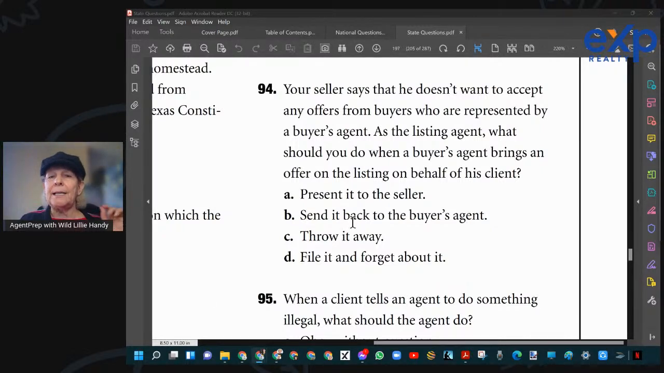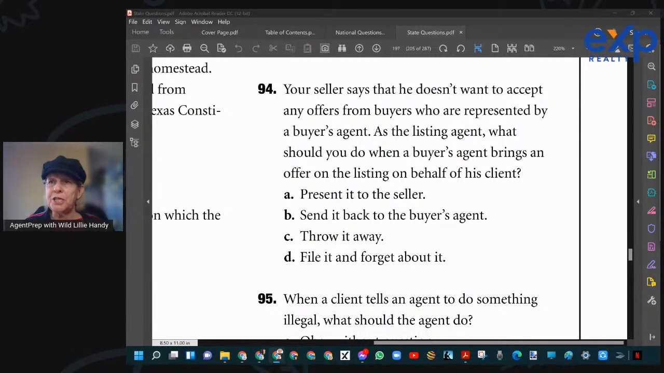Your seller says that he doesn't want to accept any offers from buyers who are represented by a buyer's agent. So who do they want to get it from? As the listing agent, what should you do when a buyer's agent brings an offer on the listing on behalf of their client? A, present it to the seller. B, send it back to the buyer's agent. C, throw it away. D, file it and forget about it. So what should that listing agent do?